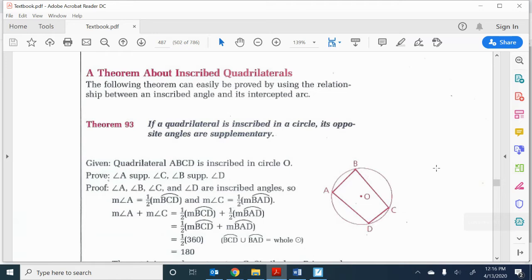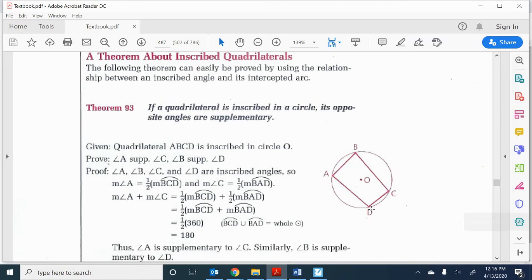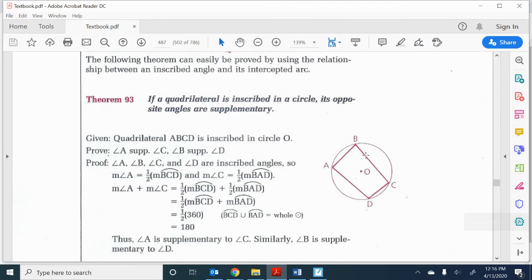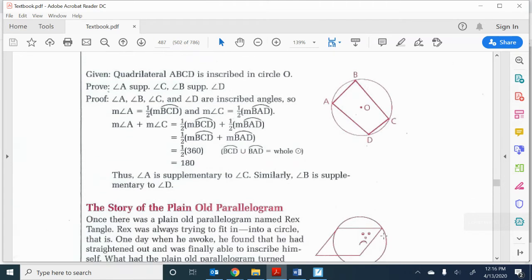And just so we're clear, a polygon that is inscribed in a circle is called cyclic. Okay, and I'll be using that word again later. Cyclic, like a cycle. So anytime I have a cyclic quadrilateral, opposite angles have to be supplementary.